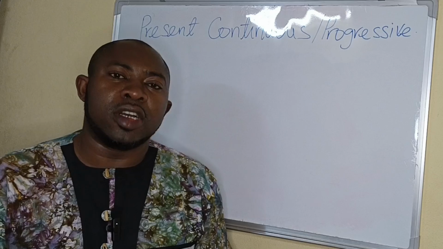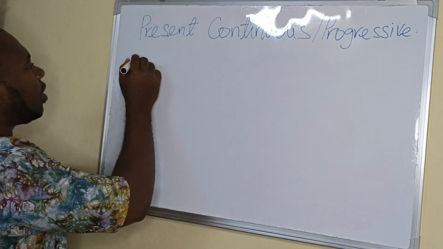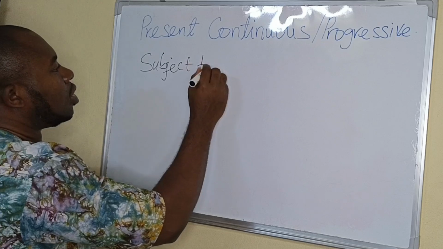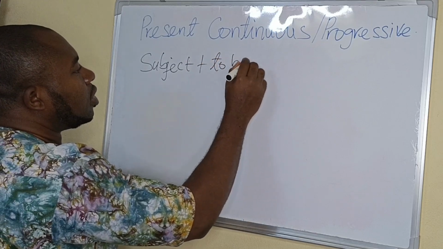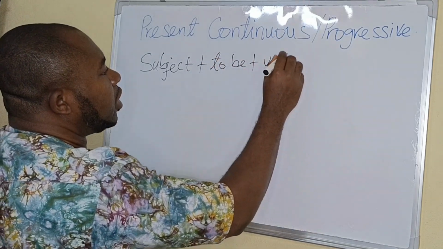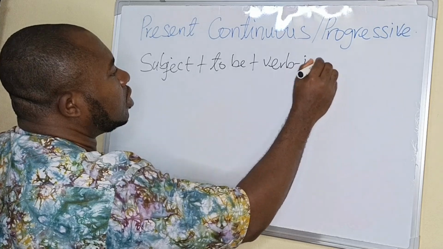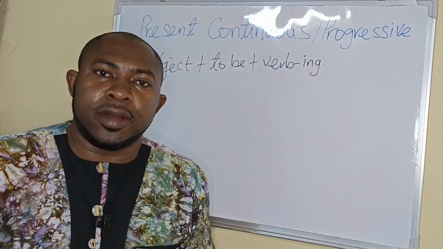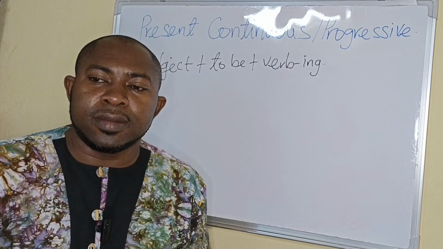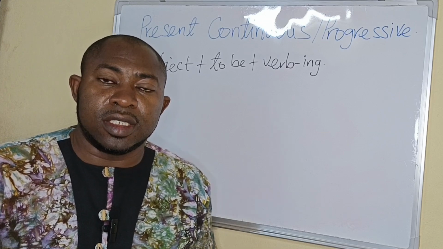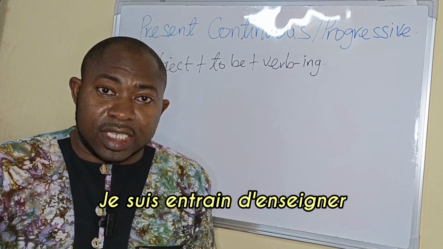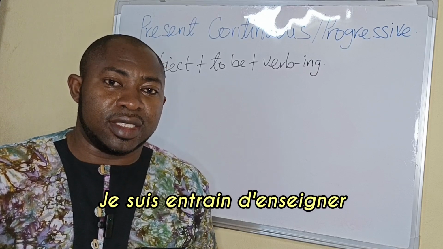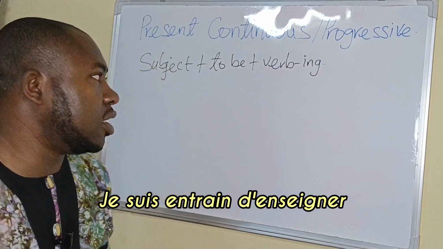And the structure is this. Subject plus verb to be plus verb ing. All right, example. What am I doing now? What am I doing? I am teaching. Qu'est-ce que je fais? Je suis en train d'enseigner. Okay? I am teaching. Good.